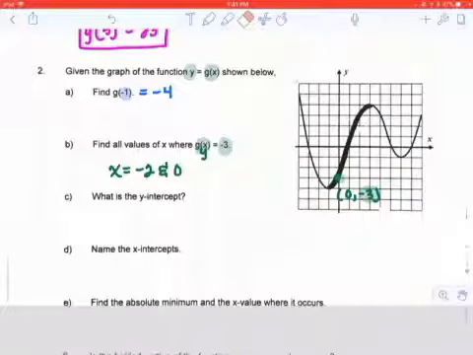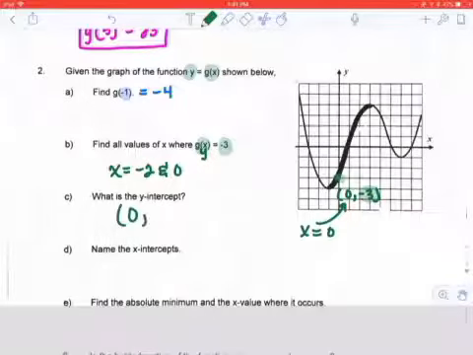What is the y-intercept? I'm leaving that 0, negative 3 here because the y-intercept is where x equals 0. If it's a function, there will always be 1. And you can write the point 0, negative 3 or y equals negative 3.